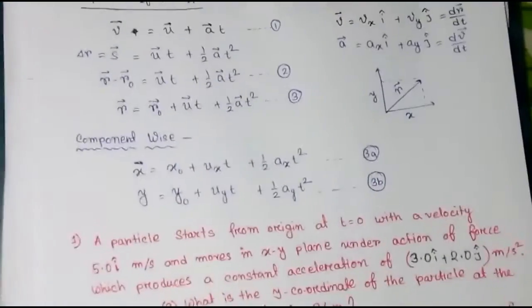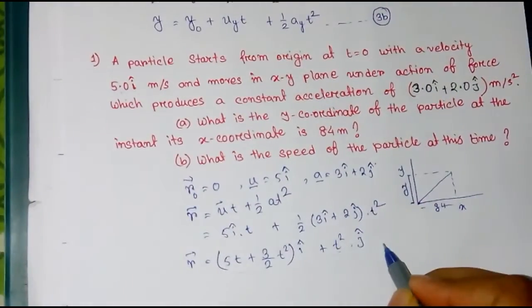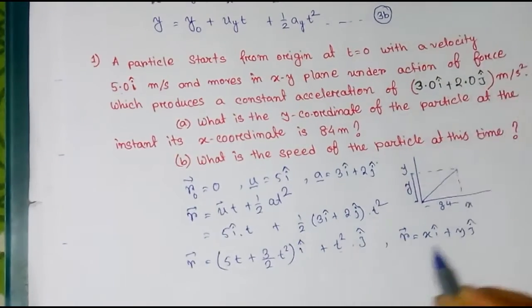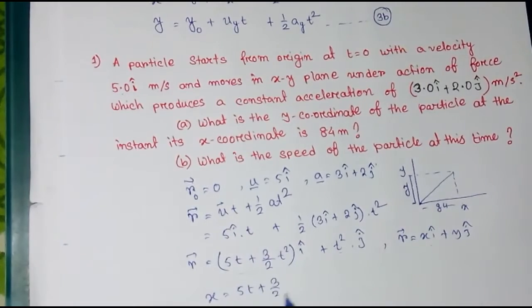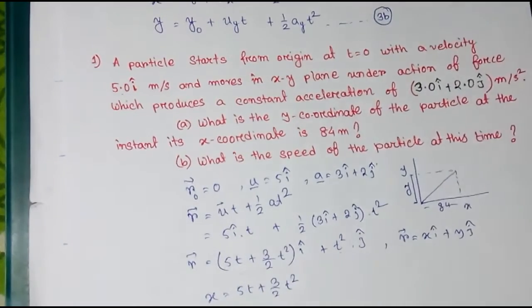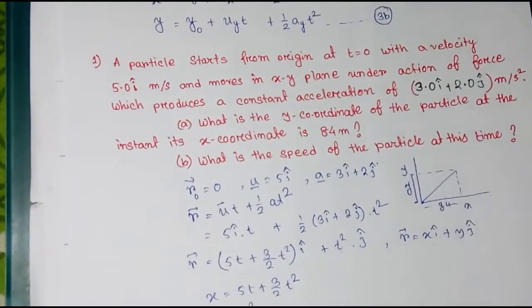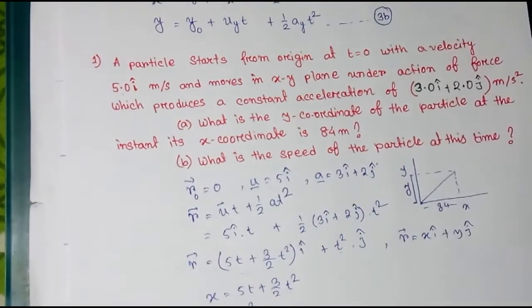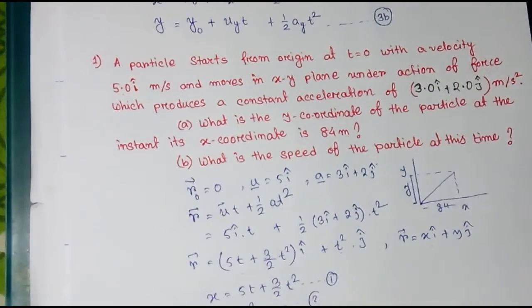And we know that R means x i hat plus y j hat. So we can write that R vector is x i hat plus y j hat. Now comparing these two, we can write x equals 5t plus 3 by 2 t square, isn't it? And similarly y equals t square. Now we have to find the time at which x is 84 meter. Suppose this is equation 1 and this is equation 2.